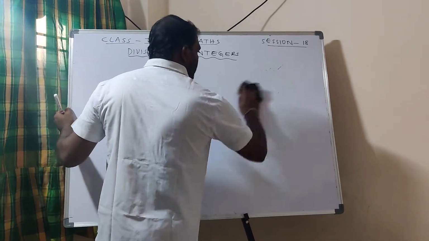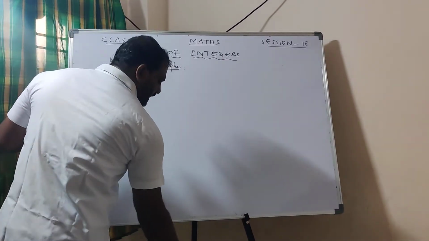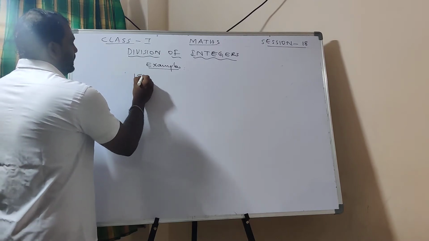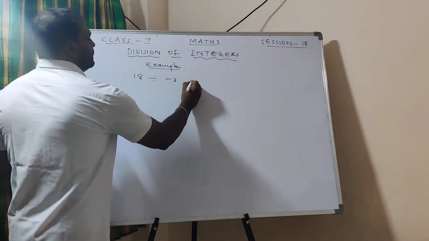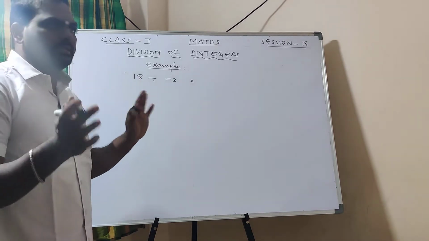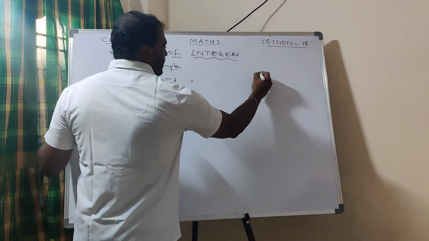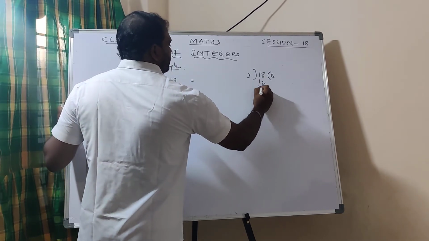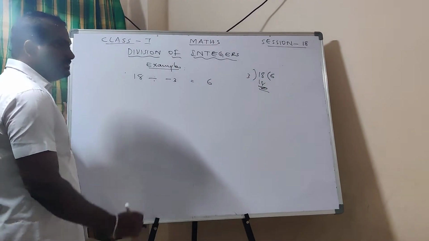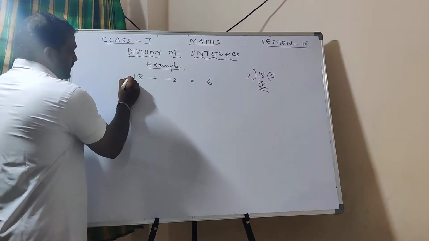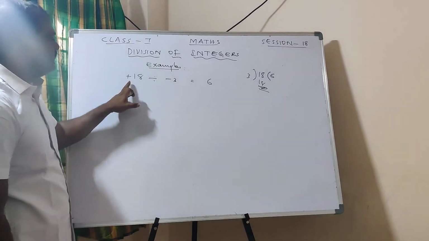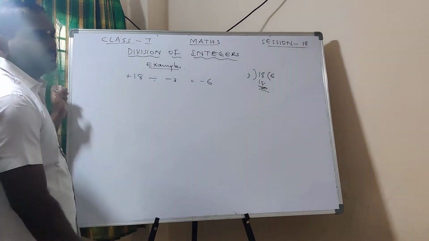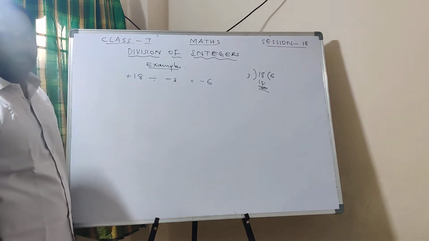Similarly, I will go for the second one: a positive divided by a negative integer. The example I am going to take is 18 divided by minus 3. No need to get confused by the minus. First, divide 18 by 3. 3 6s are 18, so you write 6. If nothing is given, take it as positive. A positive integer divided by a negative integer, no doubt, gives a negative integer. So minus 6 is the answer.